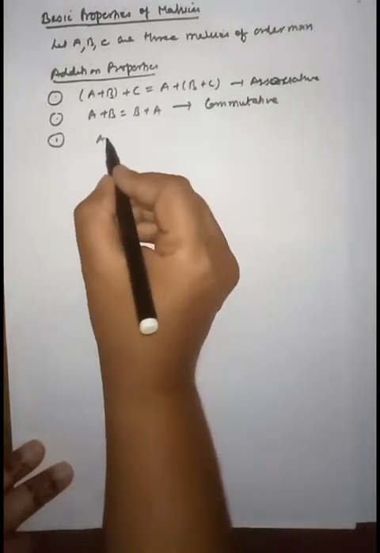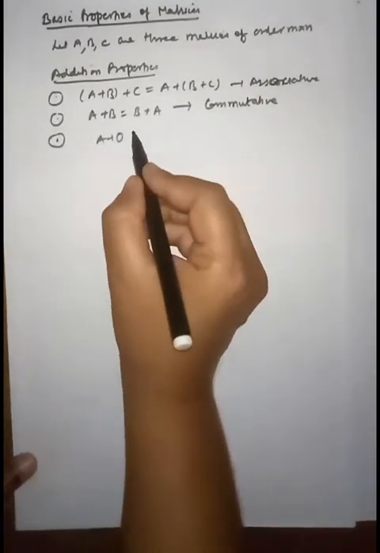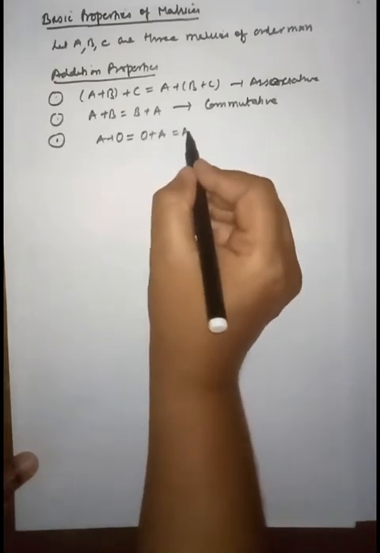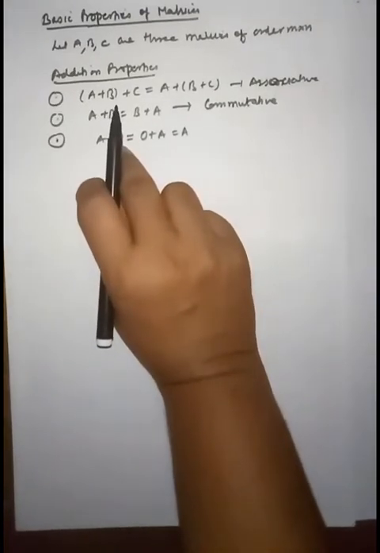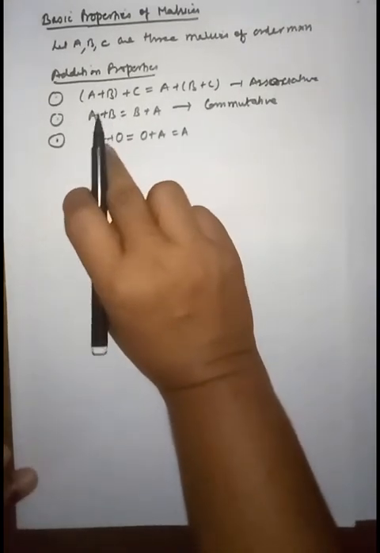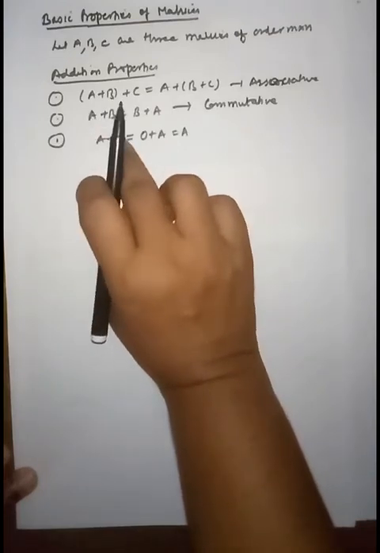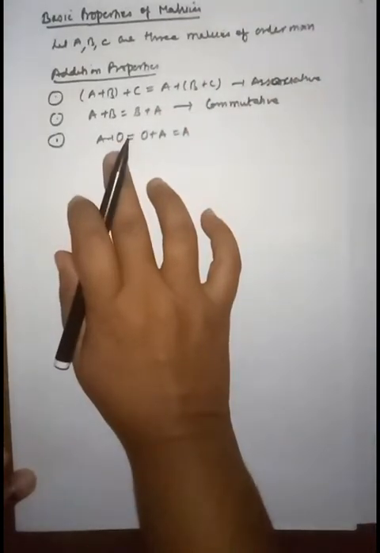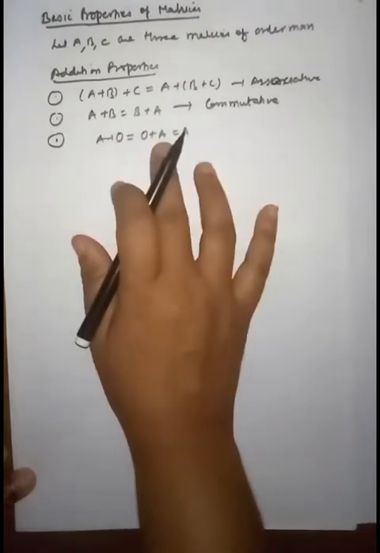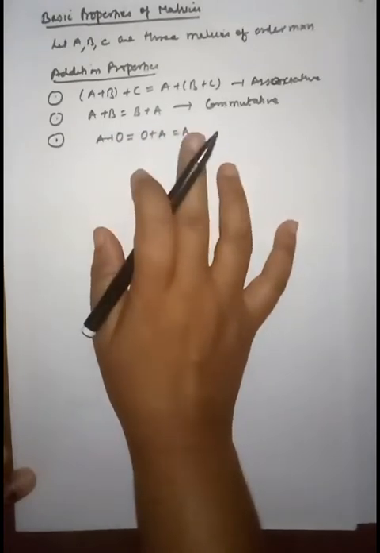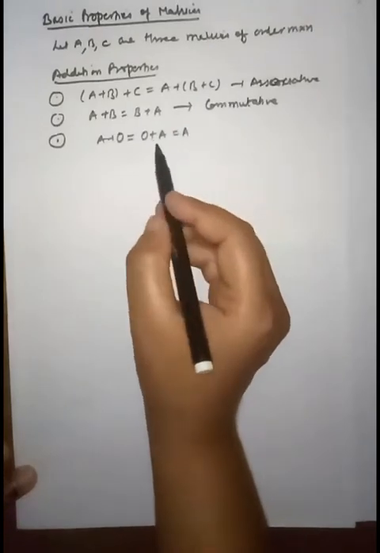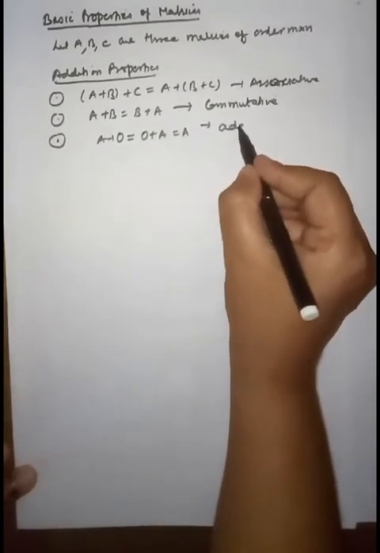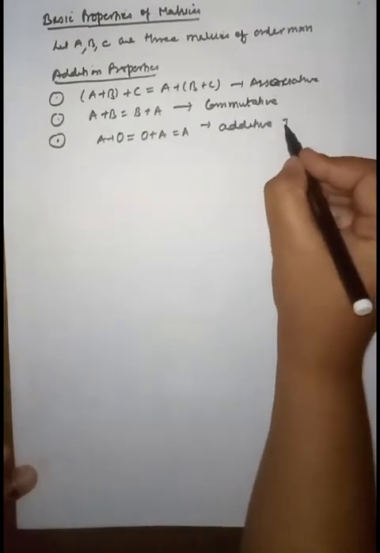Suppose A plus 0 equals 0 plus A equals A. Here this 0 matrix is of the same order as A. It means A is of m cross n order, so the 0 matrix is also of m cross n order. If we add, the value comes back as the matrix itself. So this 0 is called the additive identity, or this property is known as additive identity.